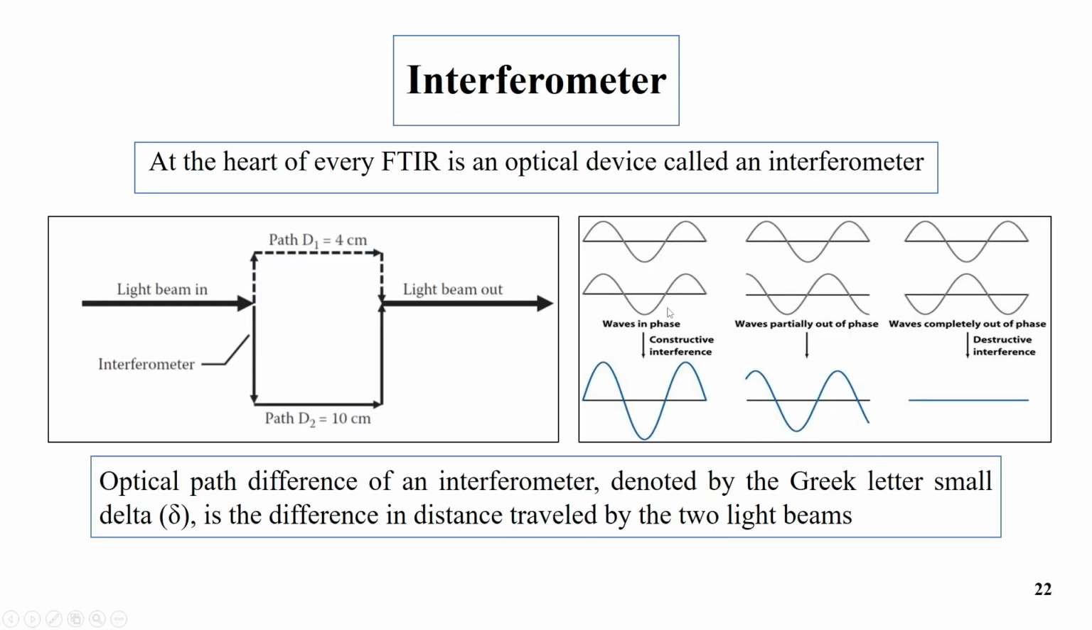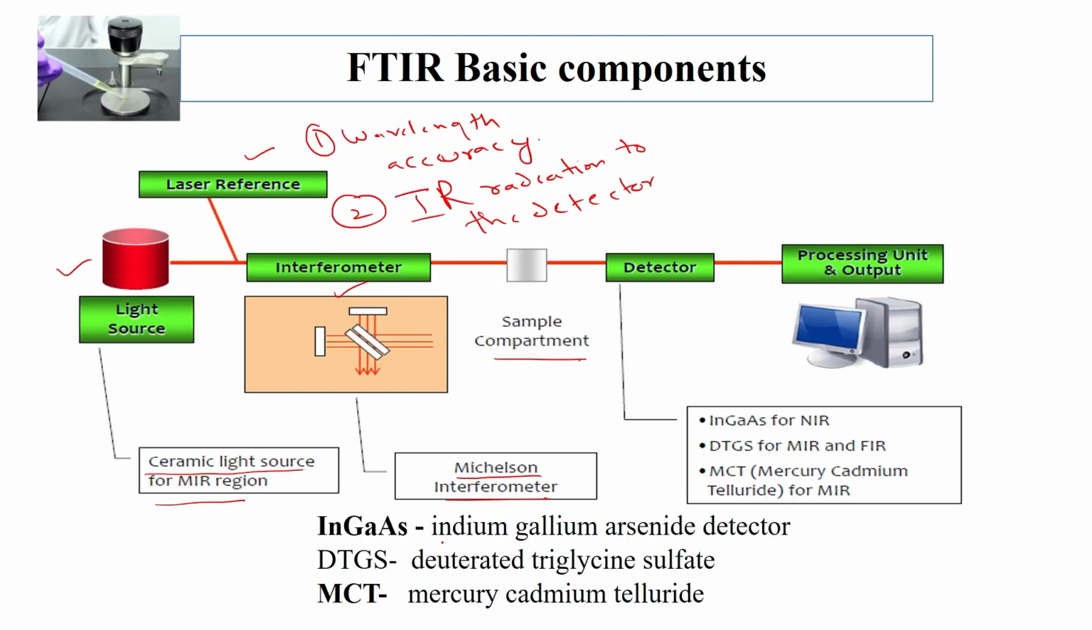The detector can be, as written here, an indium gallium arsenide detector, DTGS, that is deuterated triglycine sulfate detector, or MCT, that is mercury cadmium telluride detector. We won't discuss their working here, but the purpose of the detector is to detect the signal, obviously to produce the spectrum. And then we have the processing unit, generally the computer. So these are the basic components required in any spectrophotometer.